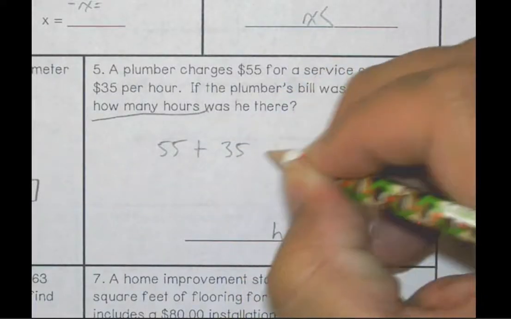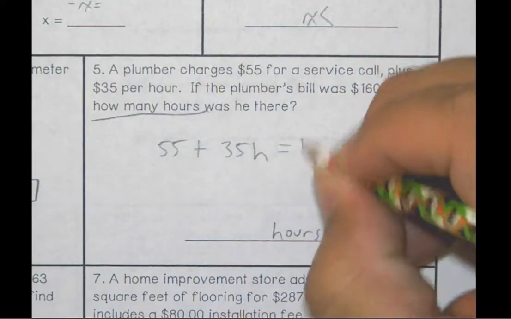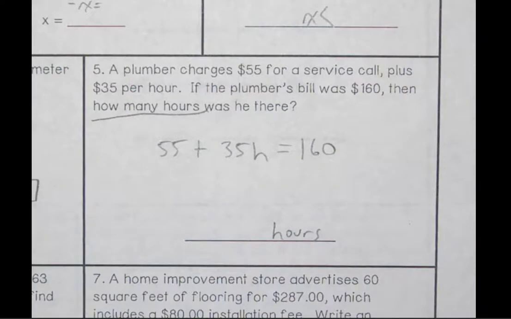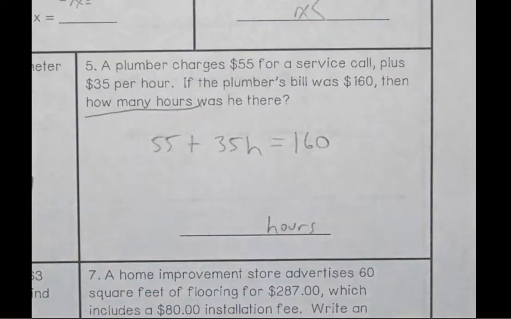So $35 times how many hours? And then the total bill was $160. So we've set it up. Now we just need to go through our normal process of isolating our variable and then solving.